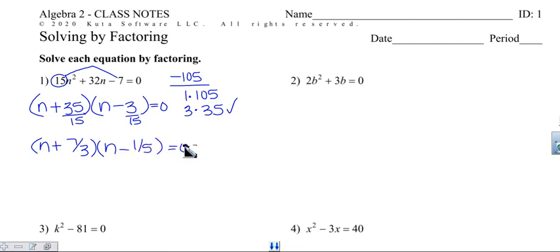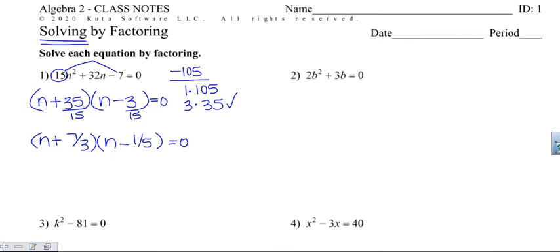Now last week, I had you take the denominator and bring it in front of the variable so that you would rewrite each of these parentheses without any fractions. But today, because we are solving the problem, not just factoring it, I'm actually going to have you leave the fractions because it saves us a step. Once you've factored, the way that we solve is we take each parentheses and set it equal to 0.